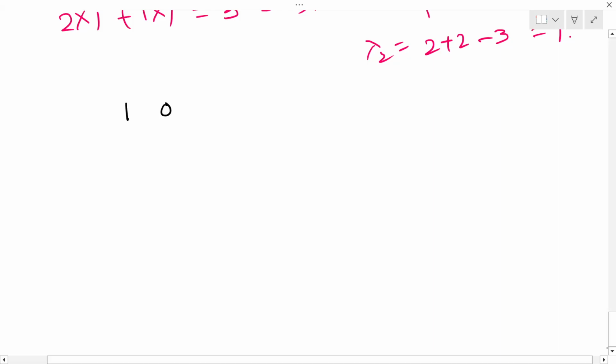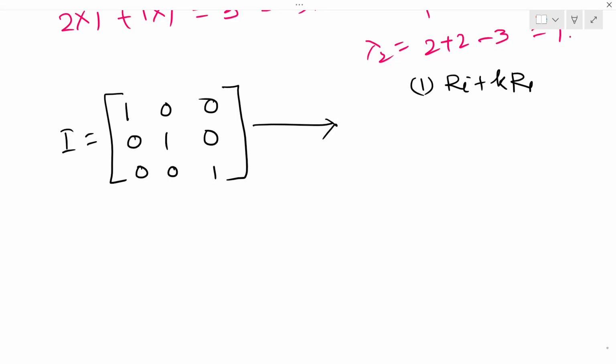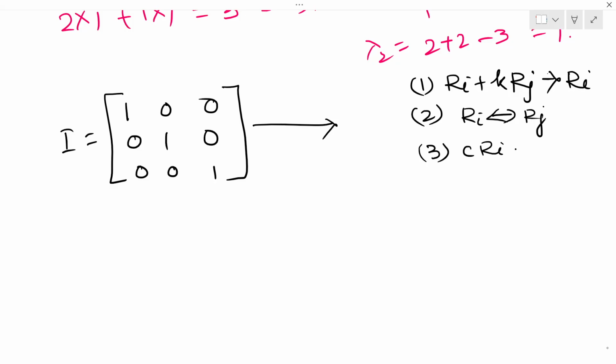Consider 1 0 0, 0 1 0, 0 0 1. This is the identity matrix I. After applying one elementary row operation, there are three types of elementary row operation. One is Ri plus k Rj stored in Ri. Another is Ri interchanged with Rj. Another is c times Ri stored in Ri. There are three types. So type 1, type 2, type 3, all three types of elementary matrices we will discuss.